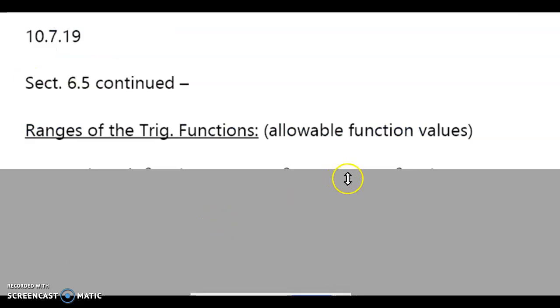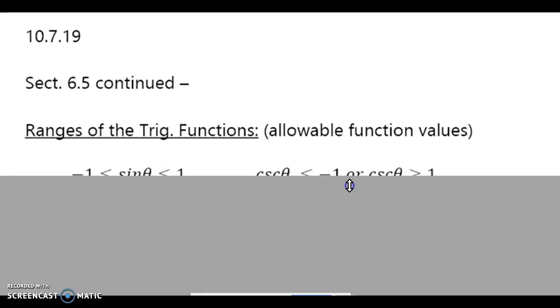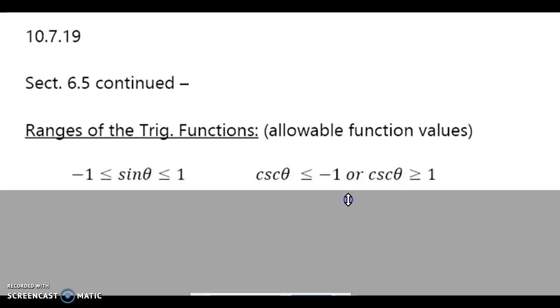Okay, so for each trig function, you're only going to get certain types of numbers. Let's look at sine and its reciprocal first. No matter what you plug in for the angle you're going to take the sine of, you will always get a number between or equal to -1 and 1. So in between -1 and 1 inclusive.